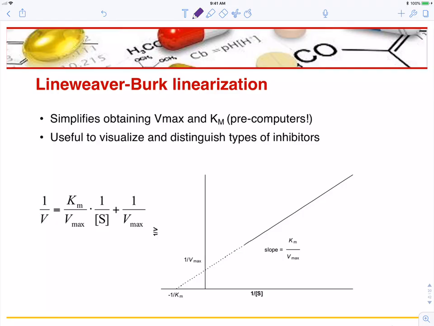So if we plot 1 over V versus 1 over the concentration of substrate, we obtain this straight line where now the slope is Km over Vmax, and the intercept is 1 over Vmax. And so by doing that, the intercept with the y-axis is 1 over Vmax, and the intercept with the x-axis is minus 1 over Km. The slope is Km over Vmax.